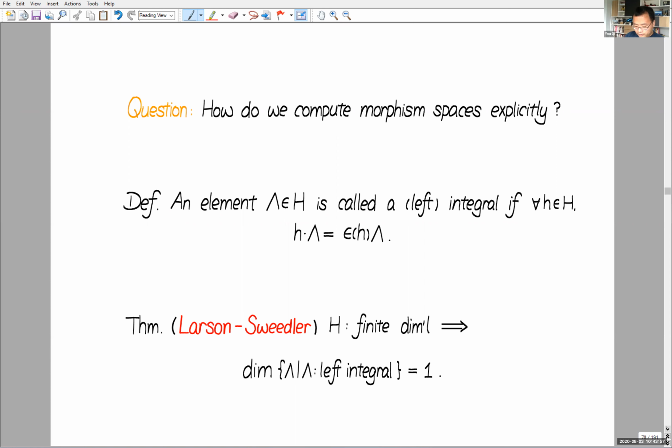So part of Larson and Sweedler's proof actually shows that whenever H is finite dimensional, the space of left integrals is always one dimensional. So it's actually used to prove H is Frobenius. So this is equivalent to saying H is Frobenius if and only if the space of left integrals is one dimensional, in Larson and Sweedler's theorem.